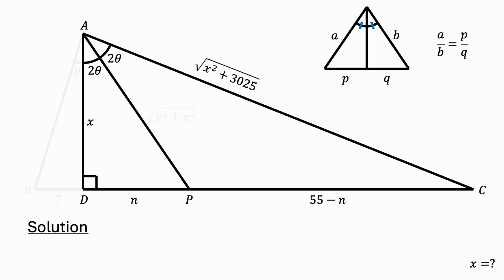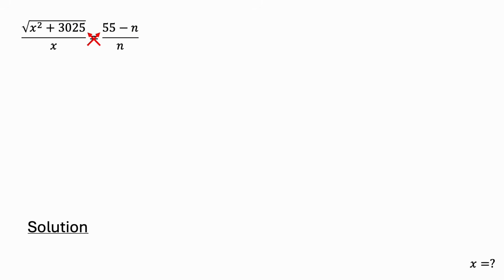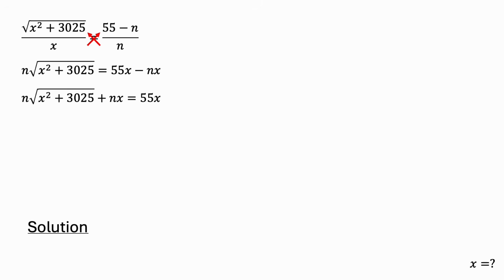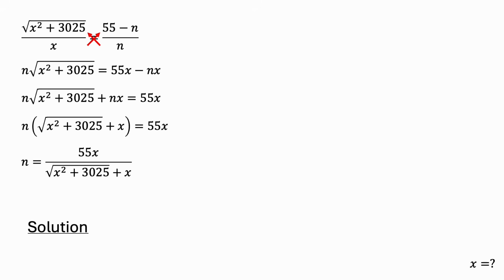Applying the angle bisector theorem, we have square root x squared plus 3025 over x equals 55 minus n over n. Cross multiplying gives n times square root x squared plus 3025 equals 55x minus nx. Collect the terms with n and factor to get n times square root x squared plus 3025 plus x equals 55x. Therefore, n equals 55x over square root x squared plus 3025 plus x.